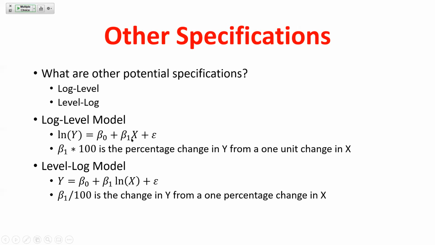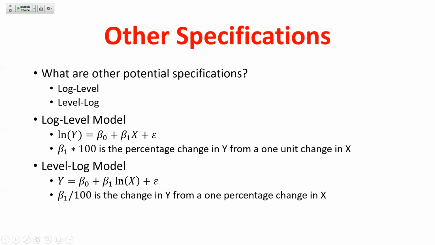So if you only have the level of your x variable, you don't take the natural log, the interpretation always is a 1 unit change in x. If I haven't taken the natural log of x, then it's just a 1 unit change in x causes y to change by beta 1 times 100 if I have taken the natural log of y.